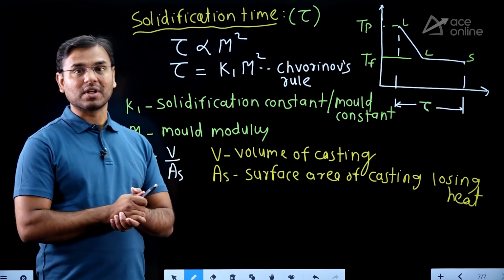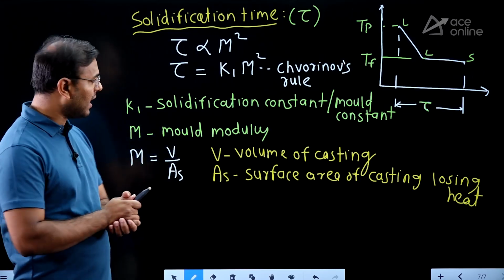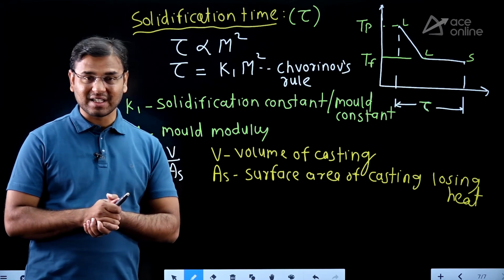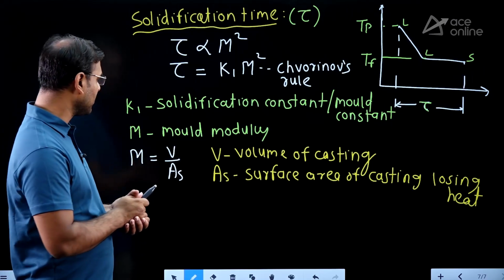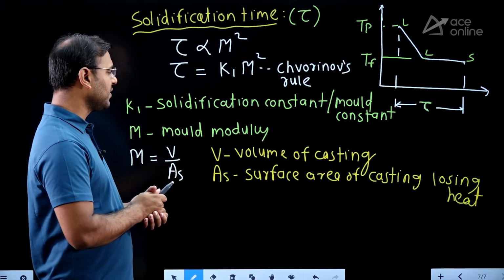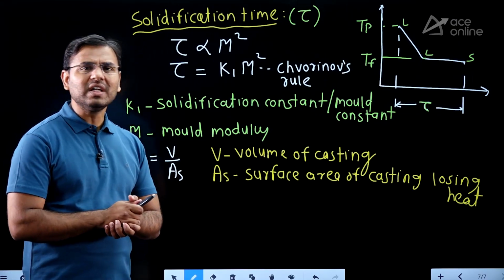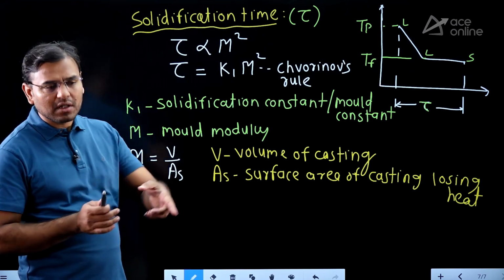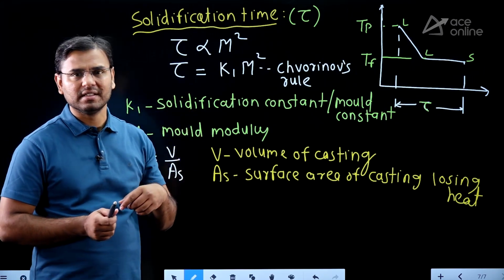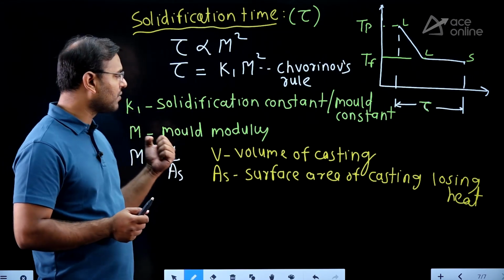Okay, it is very important, guys. I hope you solved the numericals and understood how it works. Surface area of casting losing heat: if for the cylindrical component they say the curved area is not transferring heat, then what is the surface area of casting losing heat?